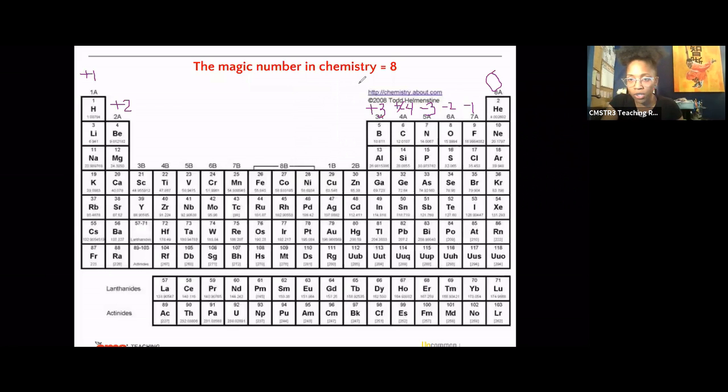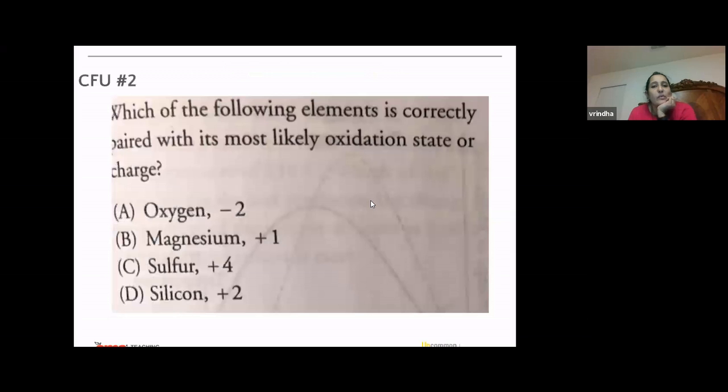So now, just to make sure we're on the same page, let's look at a quick check for understanding. Does anybody need me to slow down or repeat anything? Can you repeat one more time?